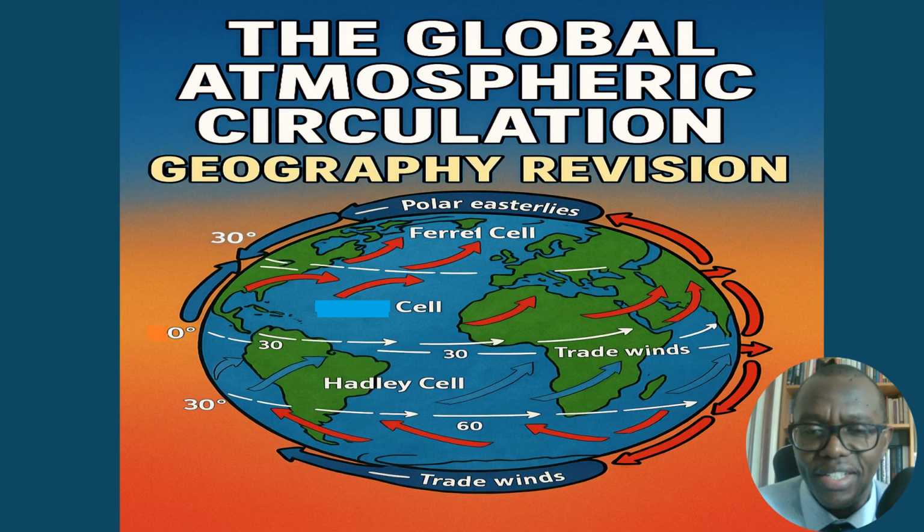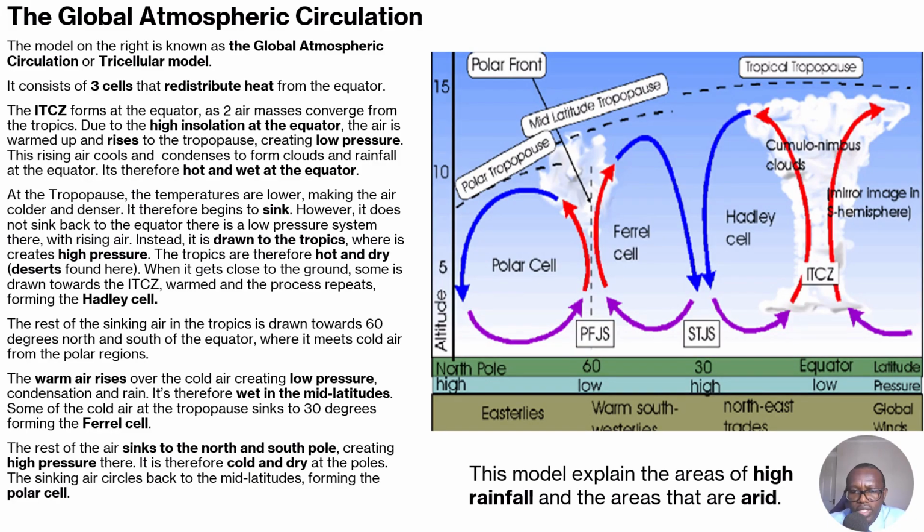Okay, let's get started. So this is the model that you can see here on the right, and it's also referred to as the tricellular model. And that's because it consists of three cells that redistribute heat from the equator. Okay, so we'll start at the ITCZ, and that is this area here near the equator.